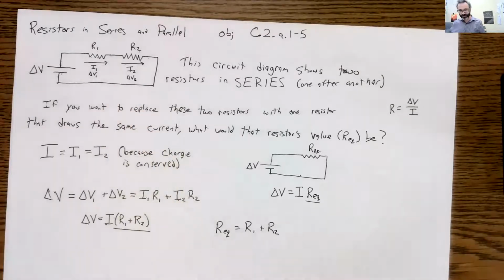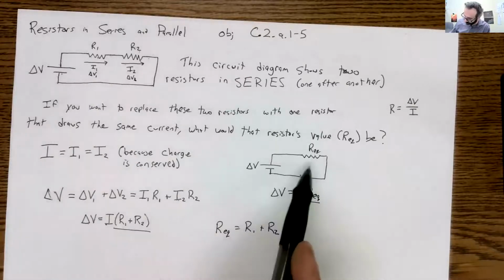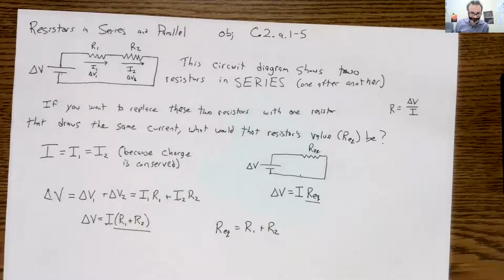A resistor provides resistance, right? And if you have more resistors, the same current, the same charge has to flow through all the resistors, so it's going to be resisted by all of those resistors. It should make sense if you think about it, that to get the equivalent resistance, you just add them together.